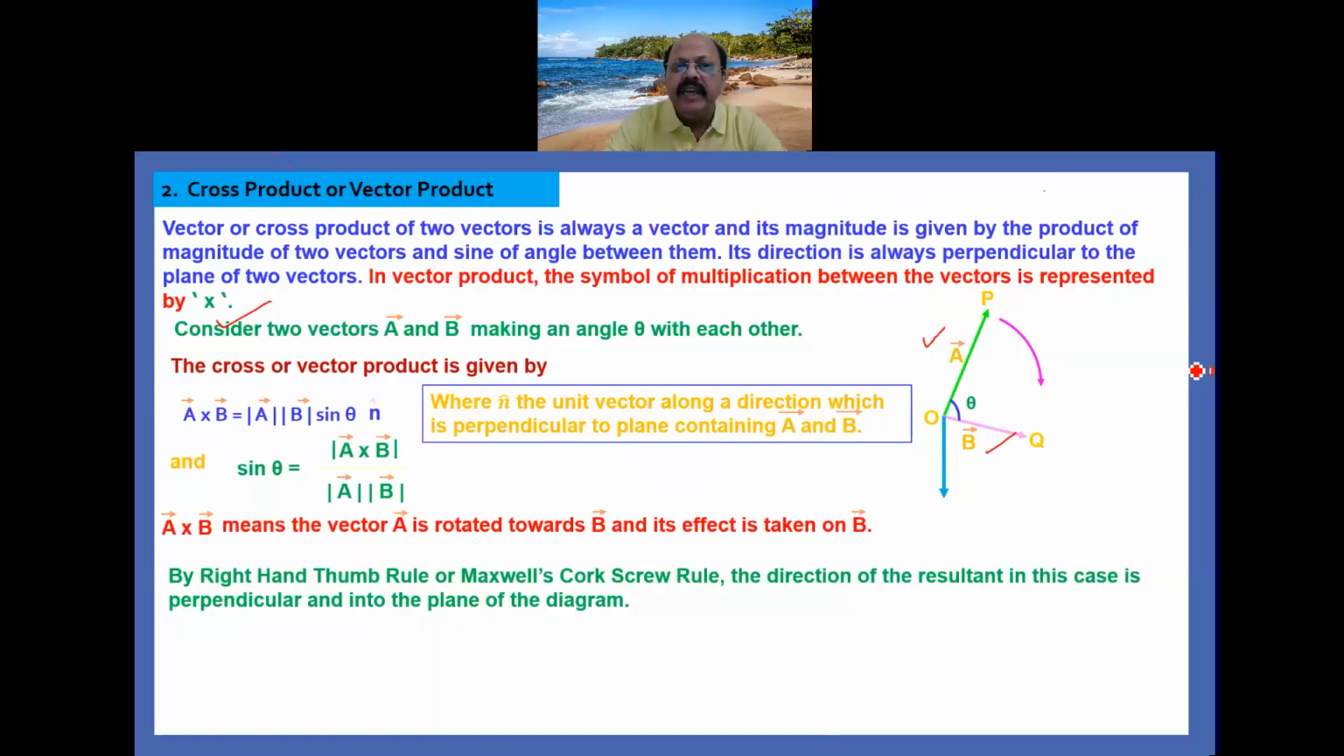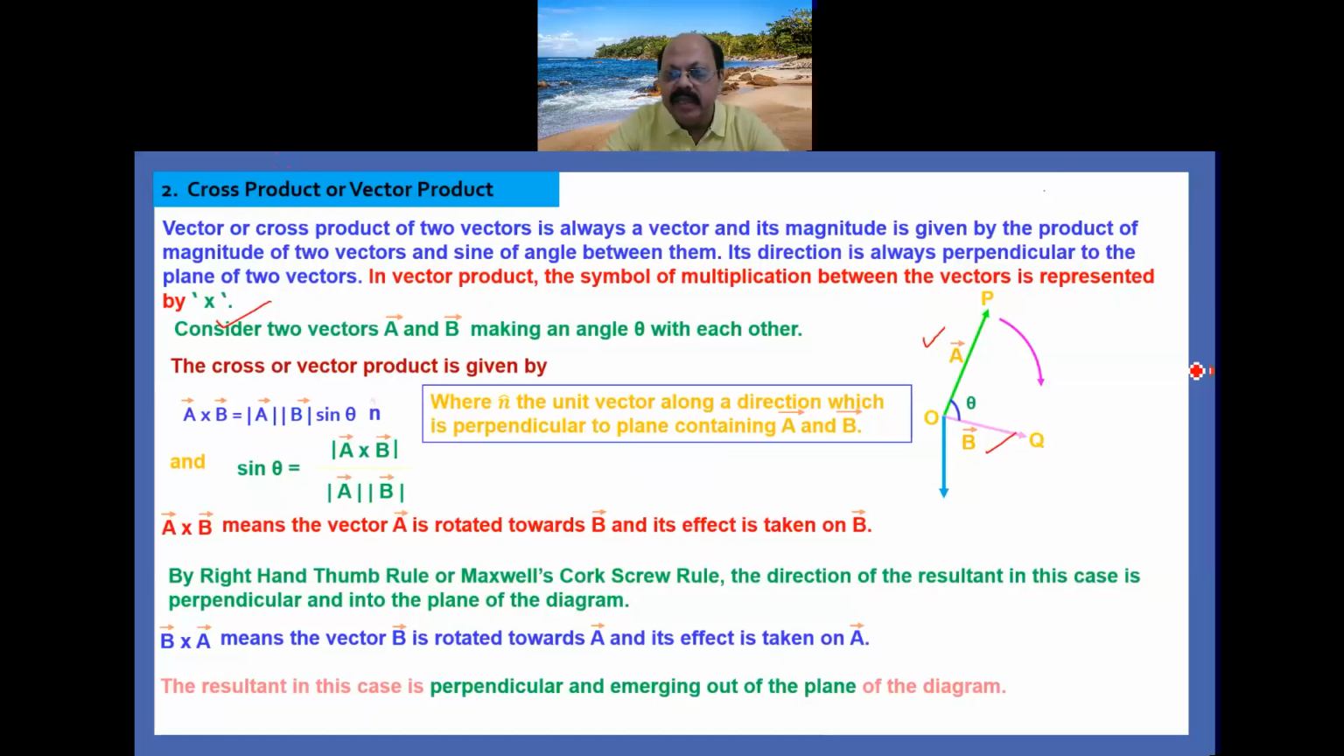If we take B vector cross A vector, then the vector B is rotated towards A vector and its effect is taken on A vector. So in that condition, by using the right hand thumb rule or the Maxwell screw rule, the direction of the resultant will be perpendicular to the plane but out of the plane. You can see here, whatever I am telling you, the same thing is here.